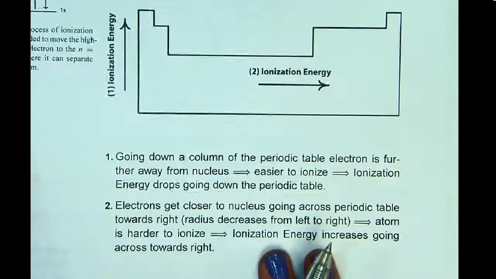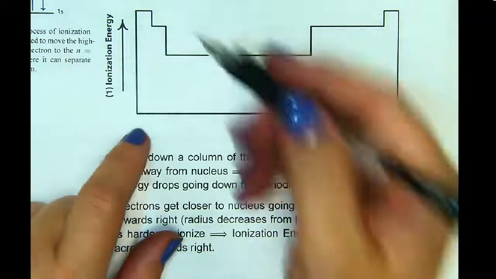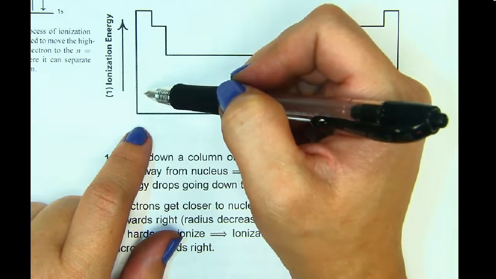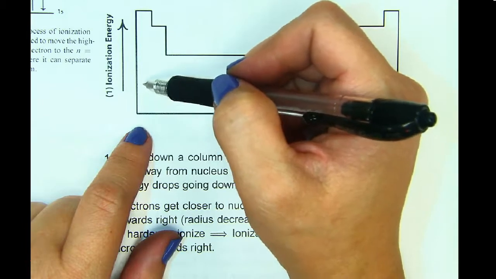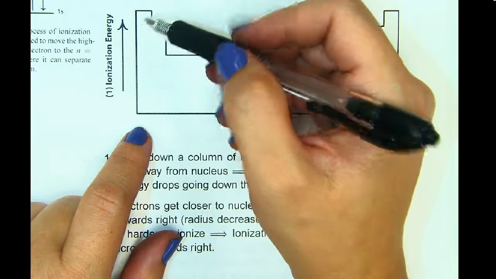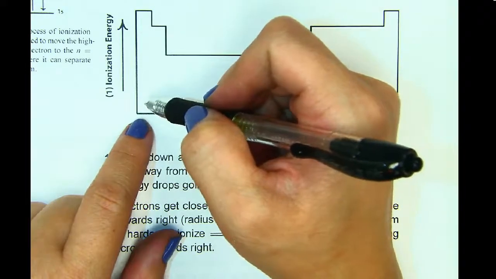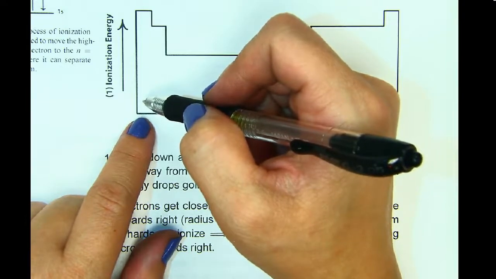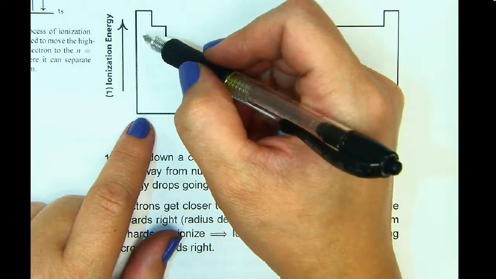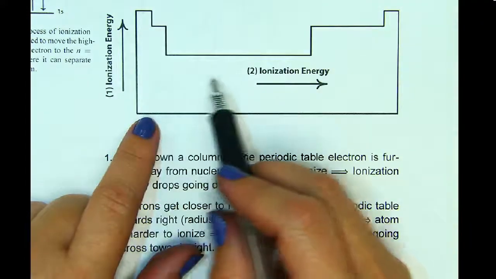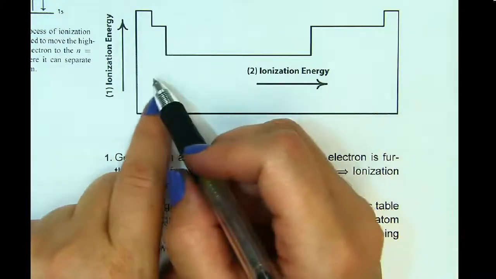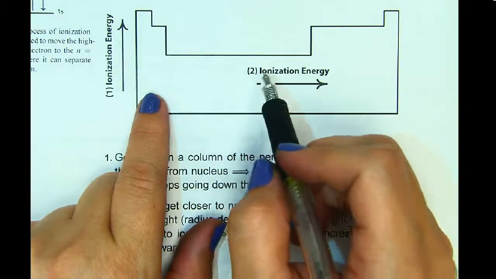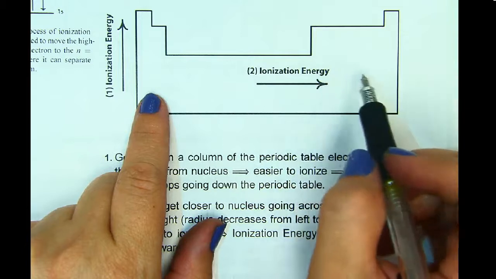So here's the trend of ionization energy on the periodic table. As you go up the family, it's going to take more energy to remove the first electron from each atom. In other words, it takes less energy to remove an electron from, say, francium in the alkali metal family than it does to take that first electron from lithium. And then as you go from left to right across the periodic table, it's going to require more and more energy to take the first electron from the atoms as you go towards the right.